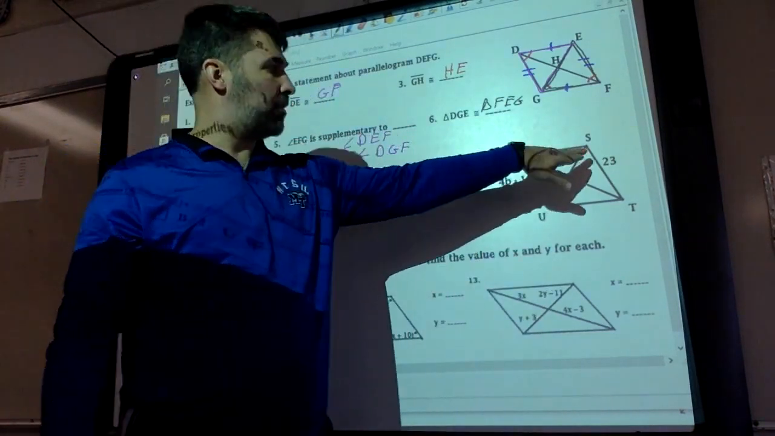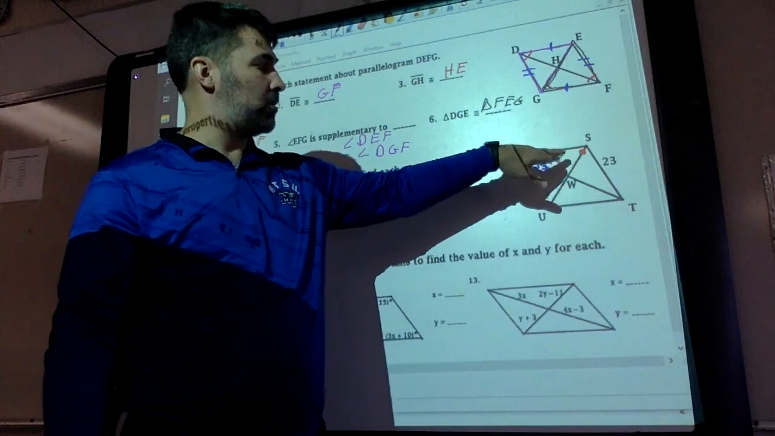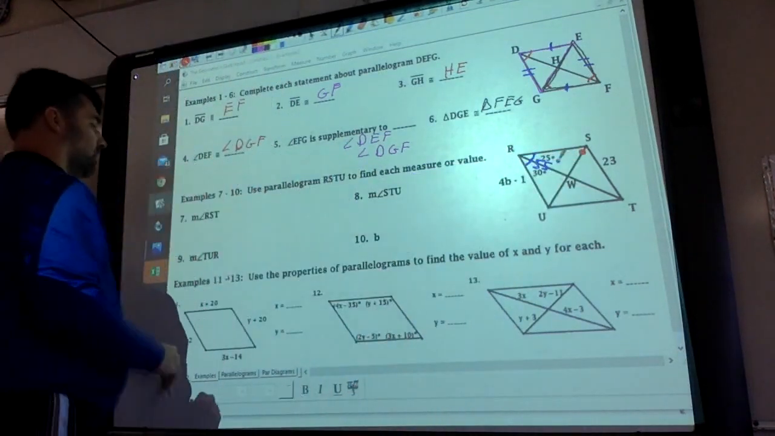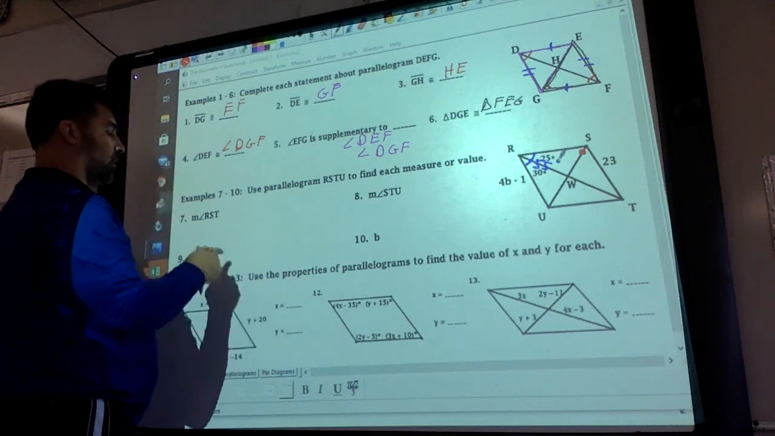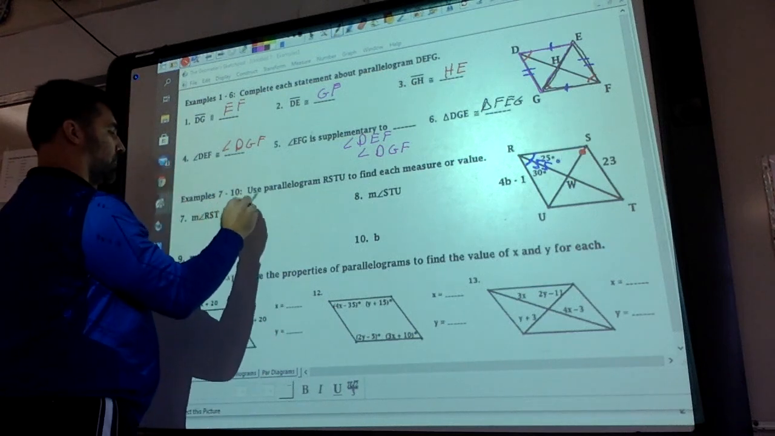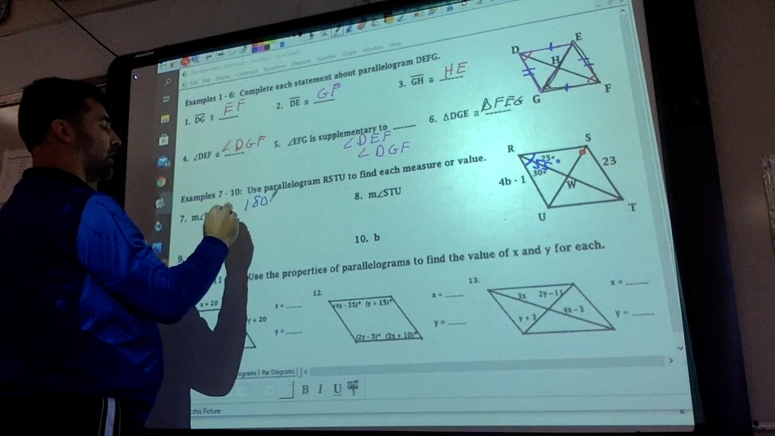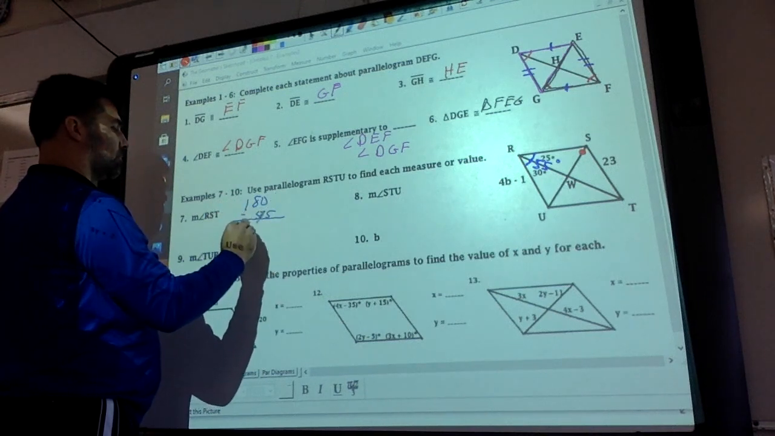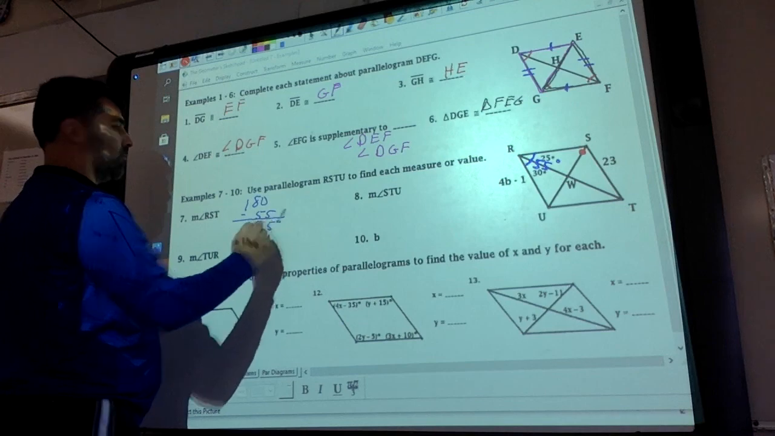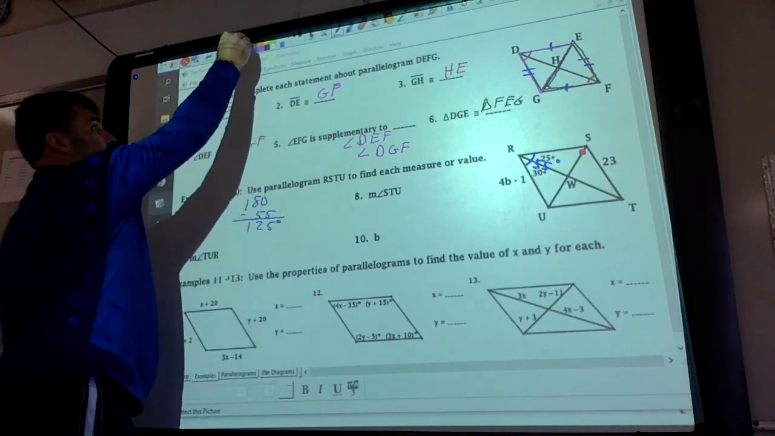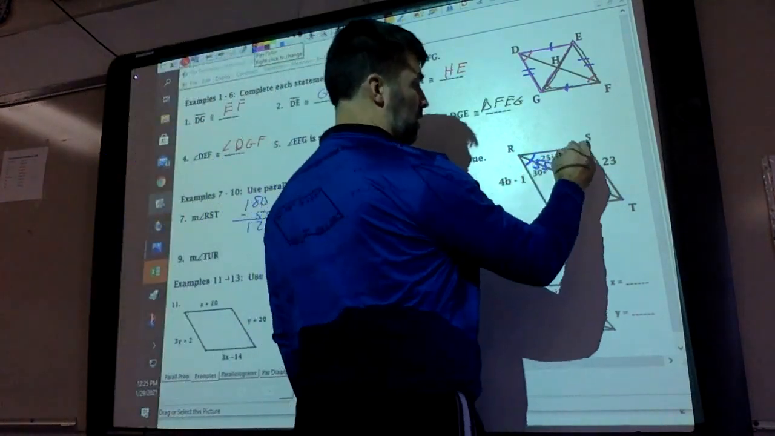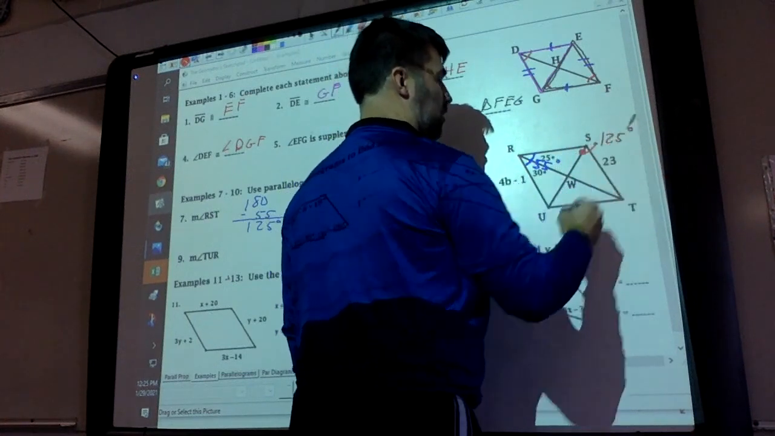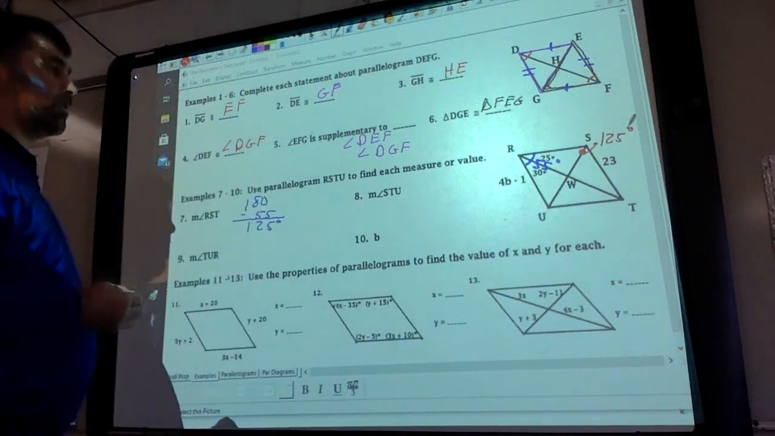All right, so based on what I'm given and what I'm trying to find, those are consecutive angles. One of the properties is consecutive angles are supplementary. So RST is going to be 180 minus the 55 that I have, which is 125. So that angle is 125 degrees right here, this whole thing, because consecutive angles are supplementary.